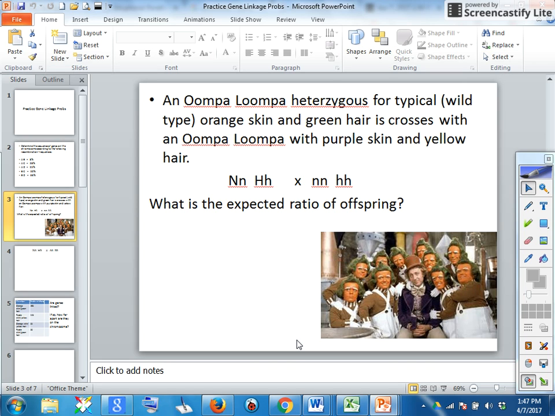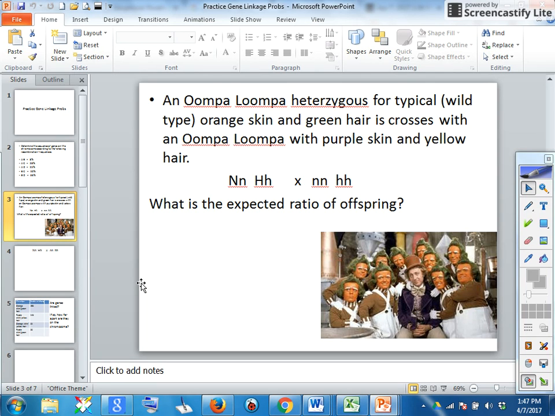This video describes how to determine if two genes are linked, meaning if the two genes are on the same chromosome, and it will show you how to make those calculations to see how close those two genes are together. So this sample problem is going to deal with Oompa Loompas, and as we all know, Oompa Loompas have this typical green hair, orange face. But you didn't know this, Oompa Loompas also have a recessive skin color, which is purple.